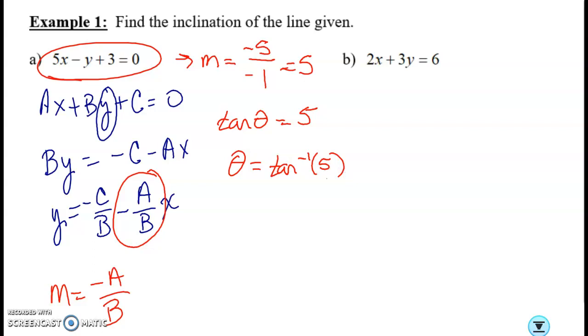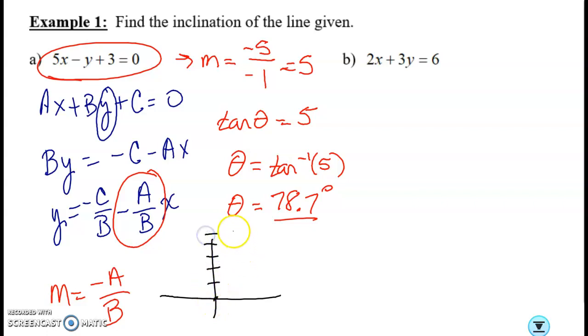I have my calculator set to degrees, and so when I find this angle of inclination, I get approximately 78.7 degrees. This should make sense to you. If you graph this line, you have a slope of 5, so if we were starting here, we would be going up 5 and over 1. This line would look like this, and yeah, this looks like it would be a pretty big angle, about 78.7 degrees.